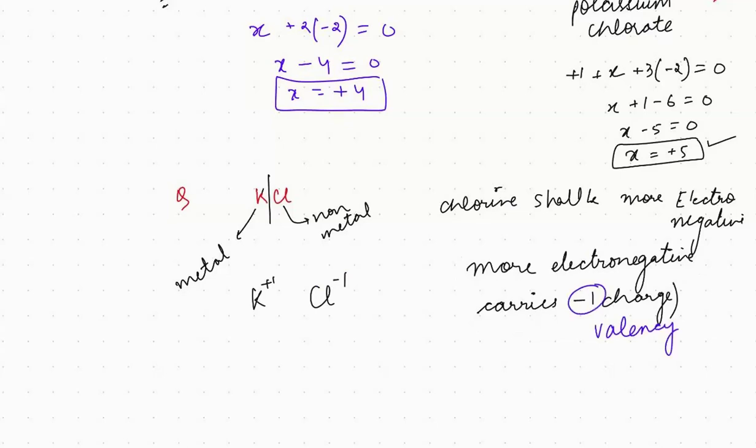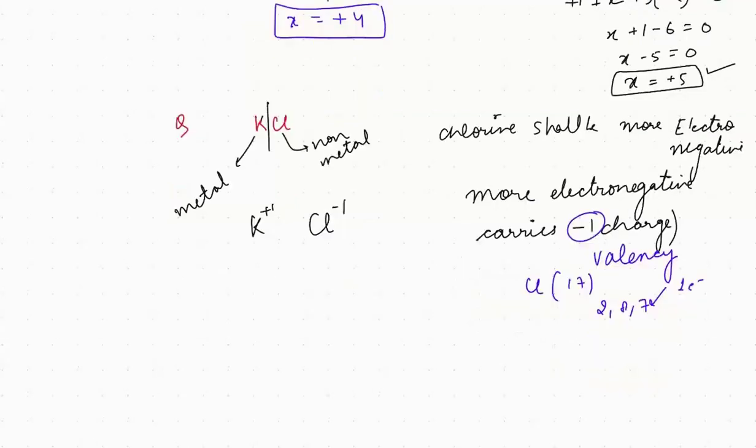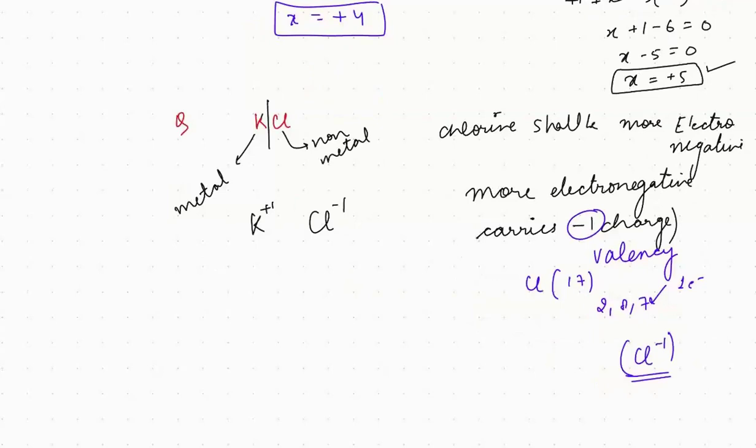Here we are talking about chlorine. Chlorine's atomic number is 17, so its configuration is 2, 8, 7. It gains 1 electron. So chlorine acquires a -1 charge. Did you understand my point? Yes or no? So chlorine acquires a -1 charge, like that. Yes, I understand.